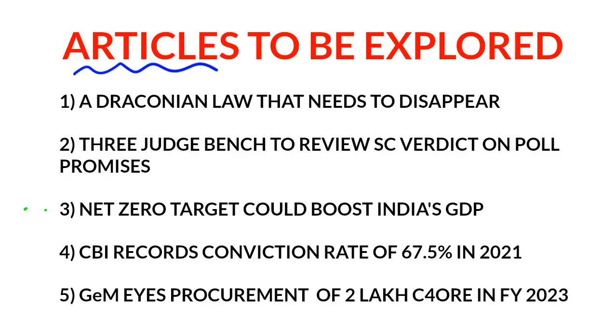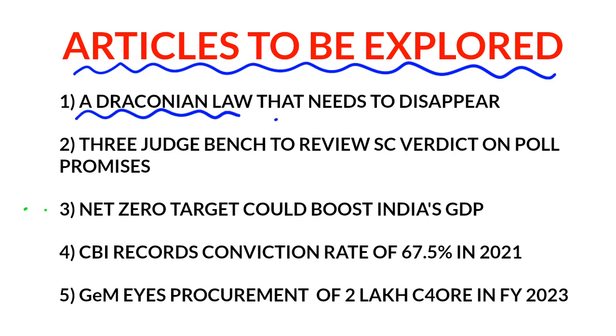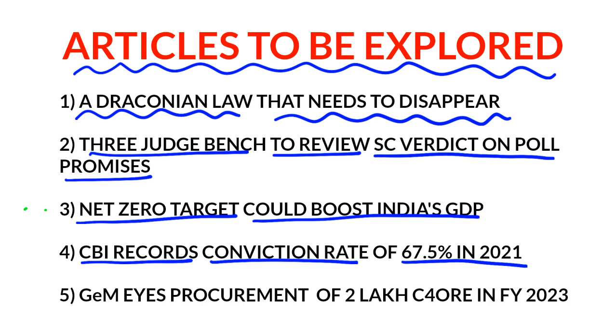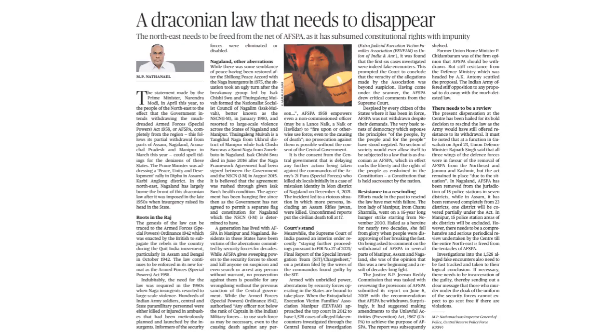Now check this. The articles to be explored are: a draconian law that needs to disappear; a three-judge bench to review the Supreme Court verdict on poll promises; net zero target could boost India's GDP; CBI records conviction rate of 67.5% in 2021; and Government e-Marketplace eyes procurement of 2 lakh crores in financial year 2023. Clear? So these are the articles we want to cover. All these are very important for UPSC. Check, this is the editorial article, 'A draconian law that needs to disappear'. Clear? The article is very important from the GS2 polity perspective.